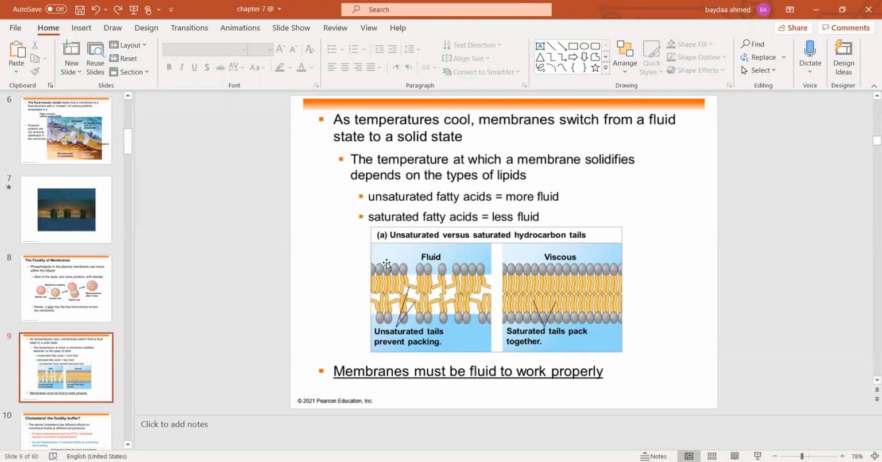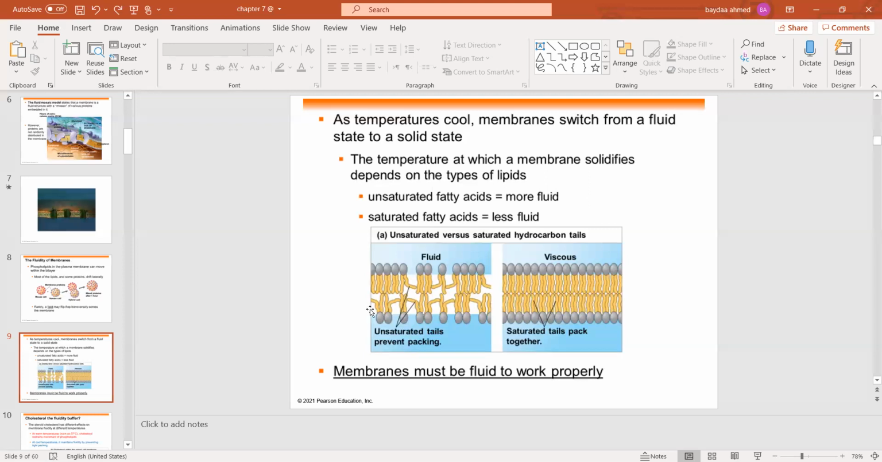Because of the kink in the tails where double bonds are located, remember that the double bonds in the hydrocarbon tails of fatty acids form a kink in the hydrocarbon tail. So unsaturated hydrocarbon tails cannot pack together as closely as saturated hydrocarbon tails, making the membrane more fluid.